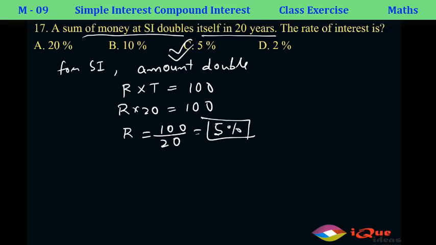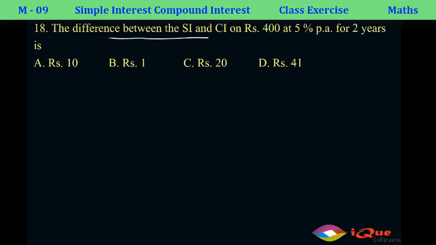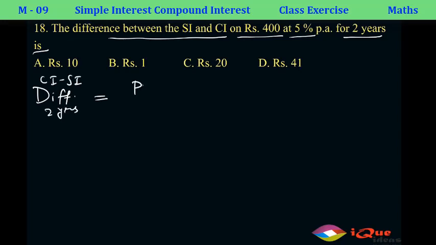Now let's go to the next one. Now this question says the difference between simple interest and compound interest on 400 at 5% for 2 years is, direct application of the formula that we have learned. Difference for 2 years, compound interest and simple interest is equal to PR square upon 100 square. Right?